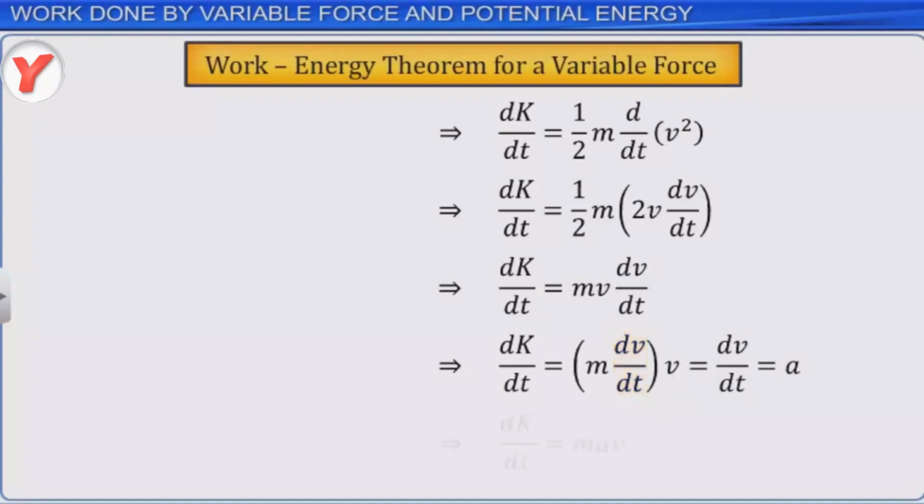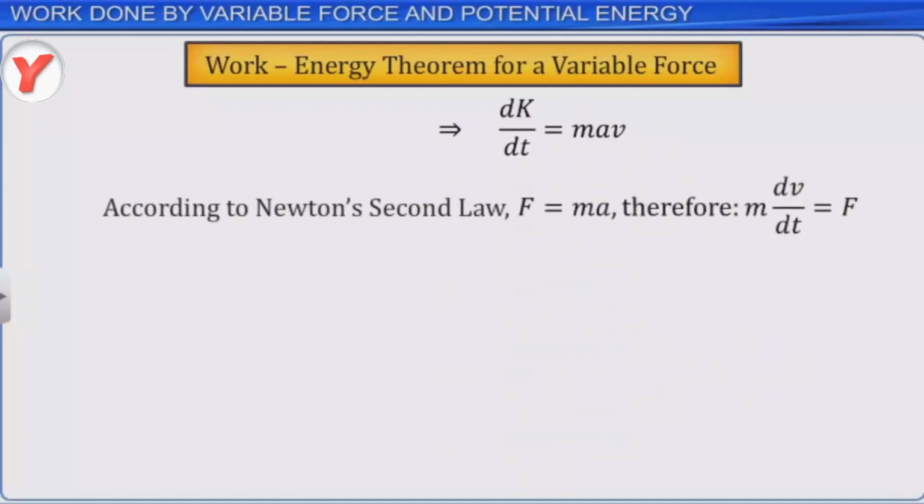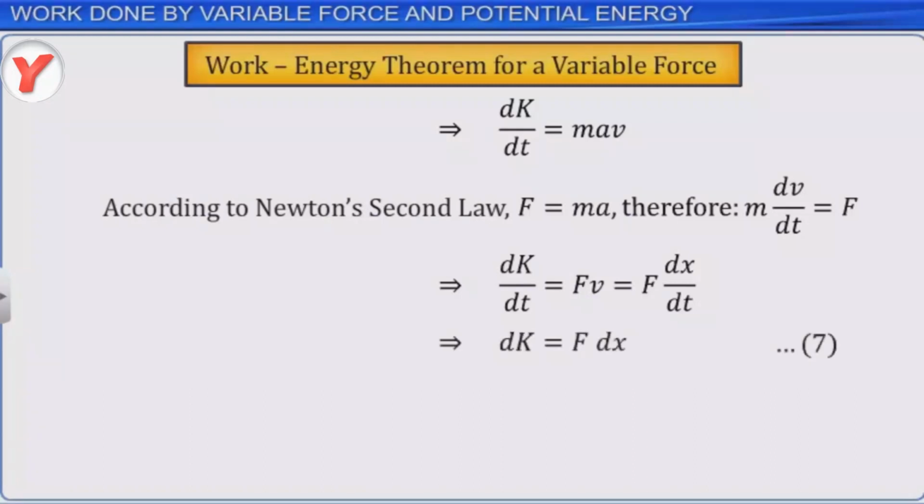Thus, we get dK/dt = mav. However, according to Newton's second law, F = ma. Therefore, we get dK/dt = Fv. Also, the velocity term v in the expression can be represented as the rate of displacement, v = dx/dt. Hence, we get expression 7 as shown, which is dK = F dx.